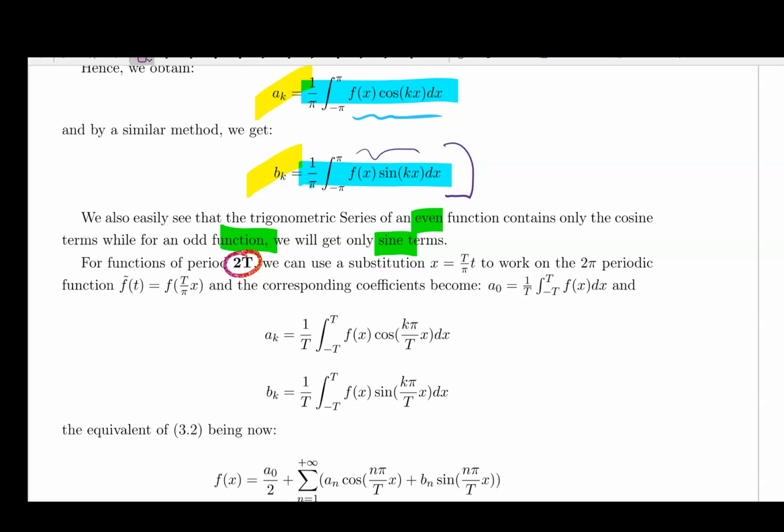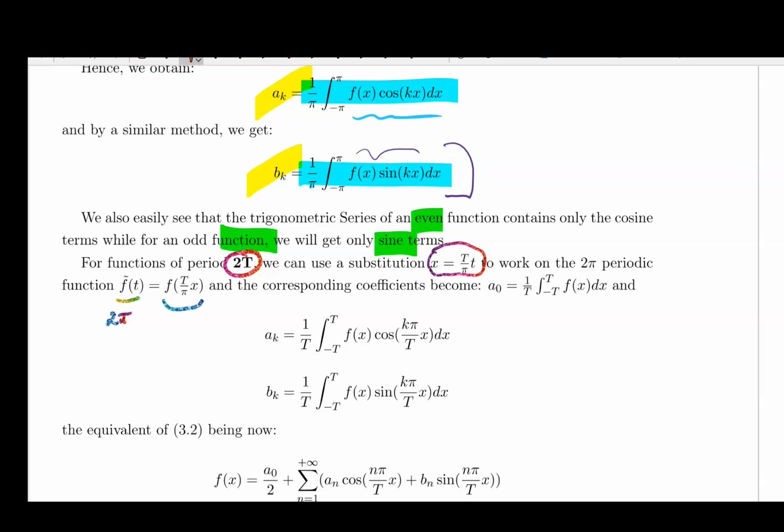F tilde of t is just a substitution of your original variable. So instead of plugging x, you'll plug T times x over pi. So this is the substitution we have: x is equal to big T times the new variable t over pi, and that f tilde is going to be 2 pi periodic.